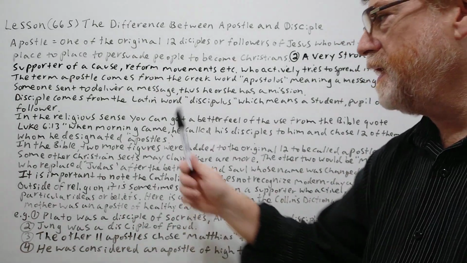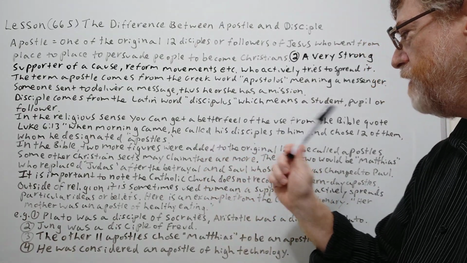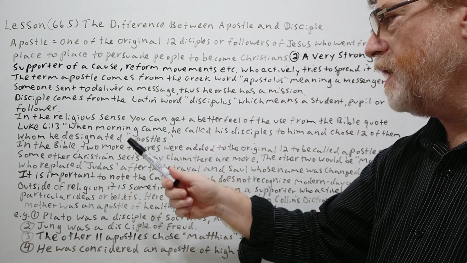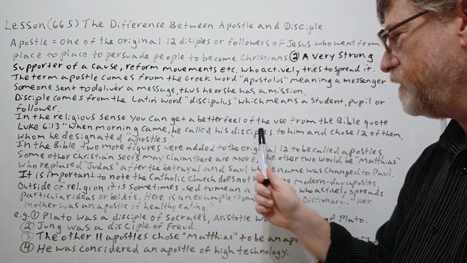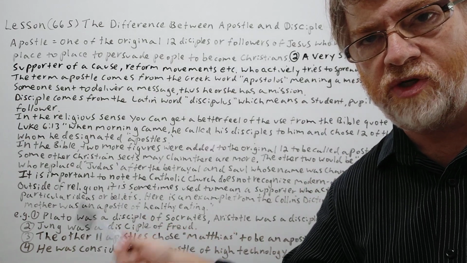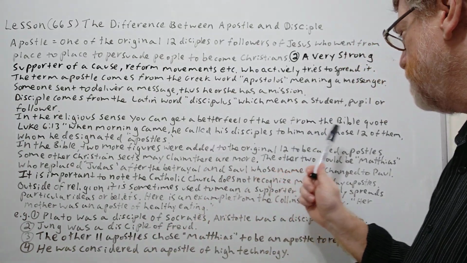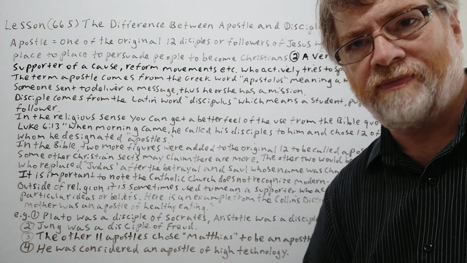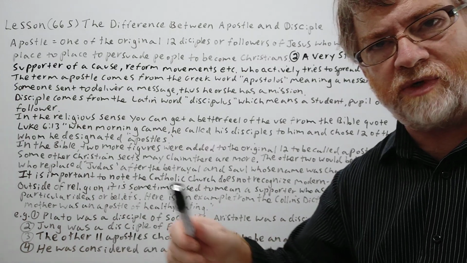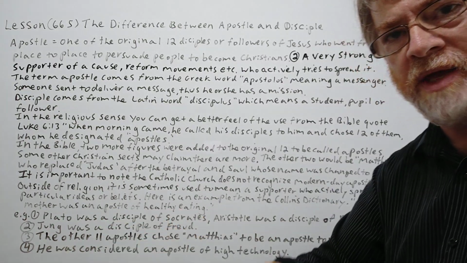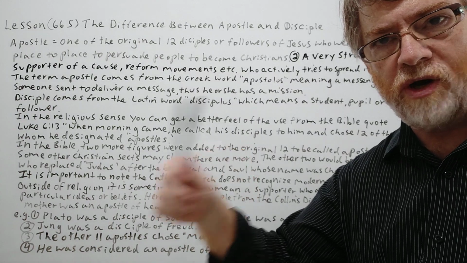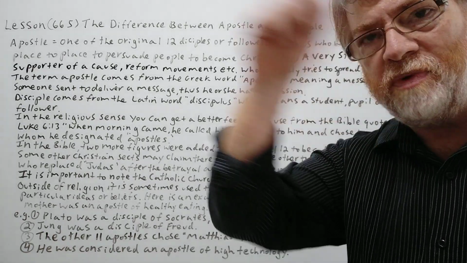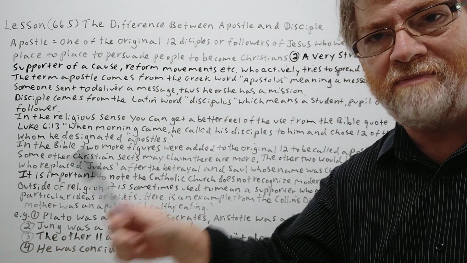All right, let's continue. In the religious sense, you can get a better feel of the use from the Bible quote, Luke 6:13. When morning came, he called his disciples, and he is supposed to be Jesus here. He called his disciples to him and chose 12 of them, whom he designated apostles. So clearly, anyone that was following Jesus at that time and was trying to understand what he was teaching could be called a disciple. But he only chose 12 of them to be the people to go out and spread the word, to be the messenger.